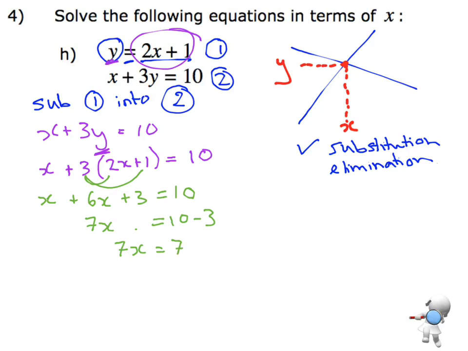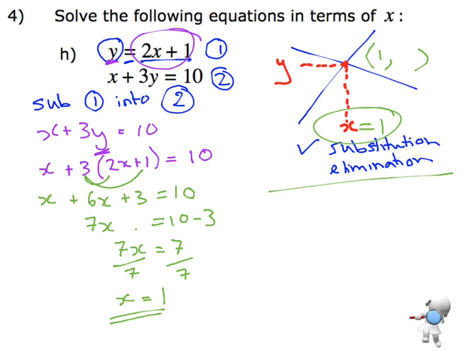Now I need to get rid of the 7 in front of the x so that I can get x by itself. I'm going to divide both sides by 7, and that's going to give me x equals 1. So I have now just found x equals 1. I've found the x coordinate at that point. I haven't yet found the y coordinate, so that's my next step.